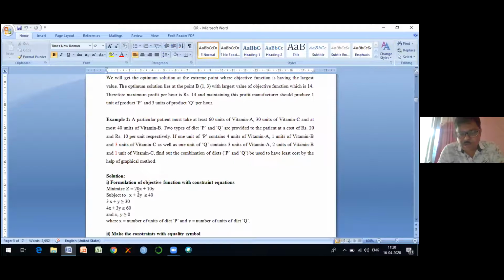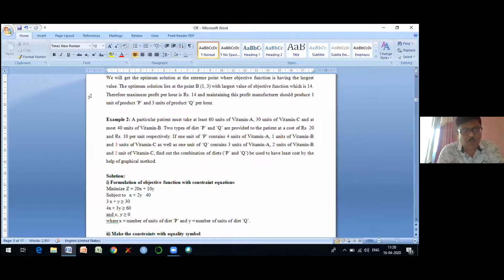Therefore, here the constant nature will be less than. Just rectify this point: in this equation, here it will be less than sign. Just give the less than sign. I will rectify it later on. You will just rectify it, right?